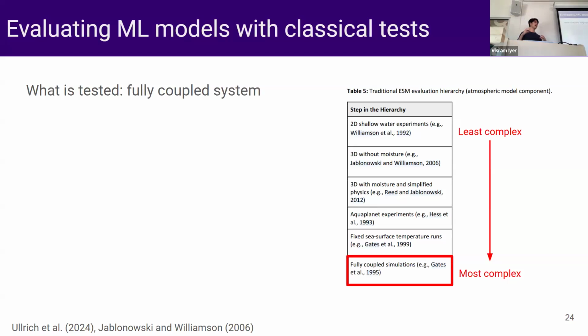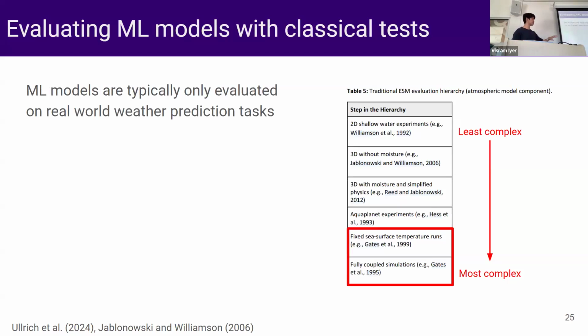You have the atmosphere interacting with the dynamic ocean, maybe land and chemistry if you want. So this is the hierarchy of tests that we test traditional models on. But the problem is that machine learning models are typically only evaluated at the most complicated stage of the hierarchy. Because they're trained on historical weather data, they're trained on all of these processes together. And so we haven't really taken a step back and made sure that they satisfactorily pass the earlier steps in the hierarchy.